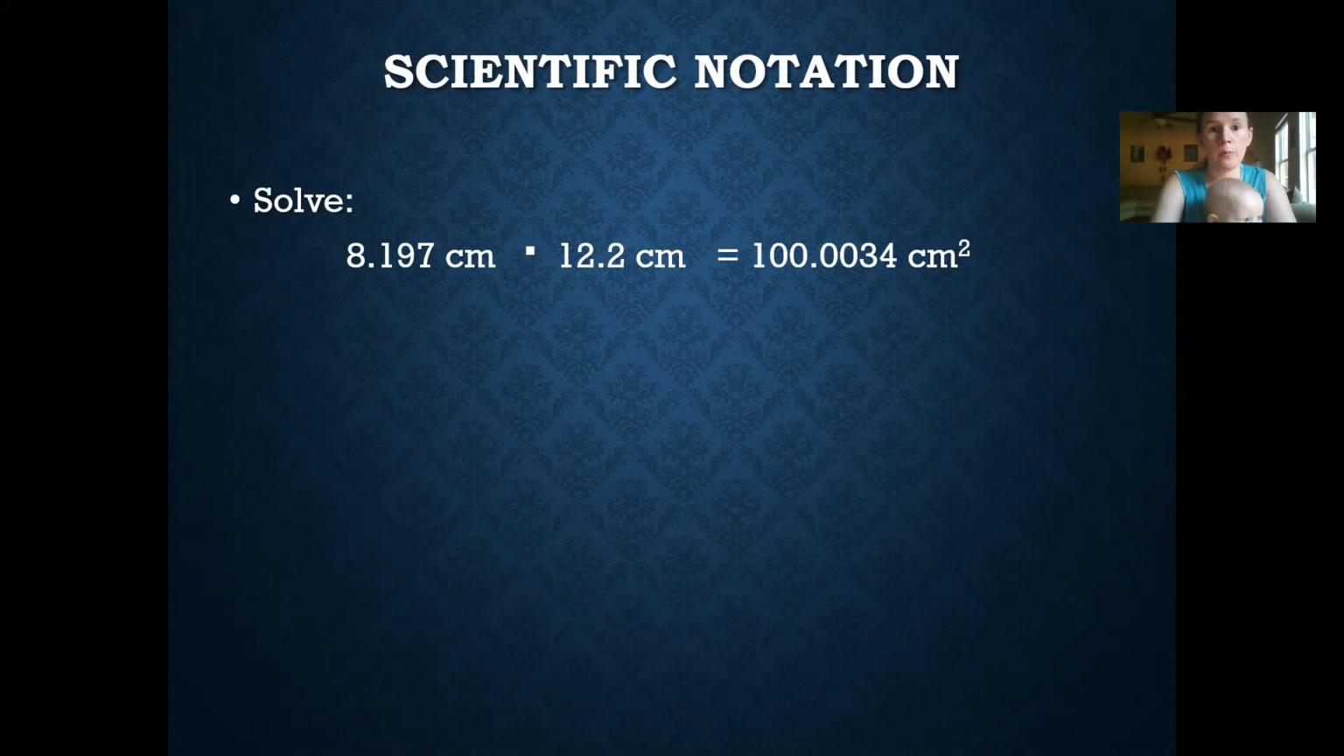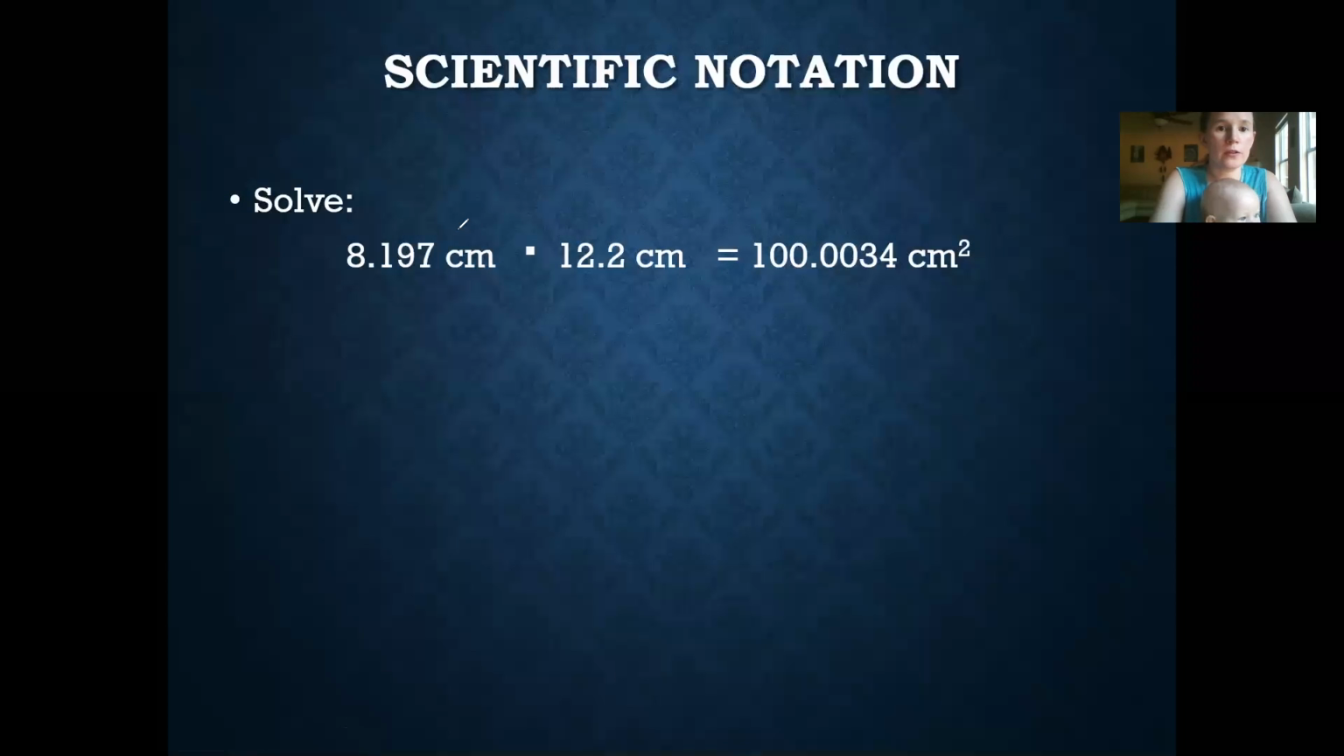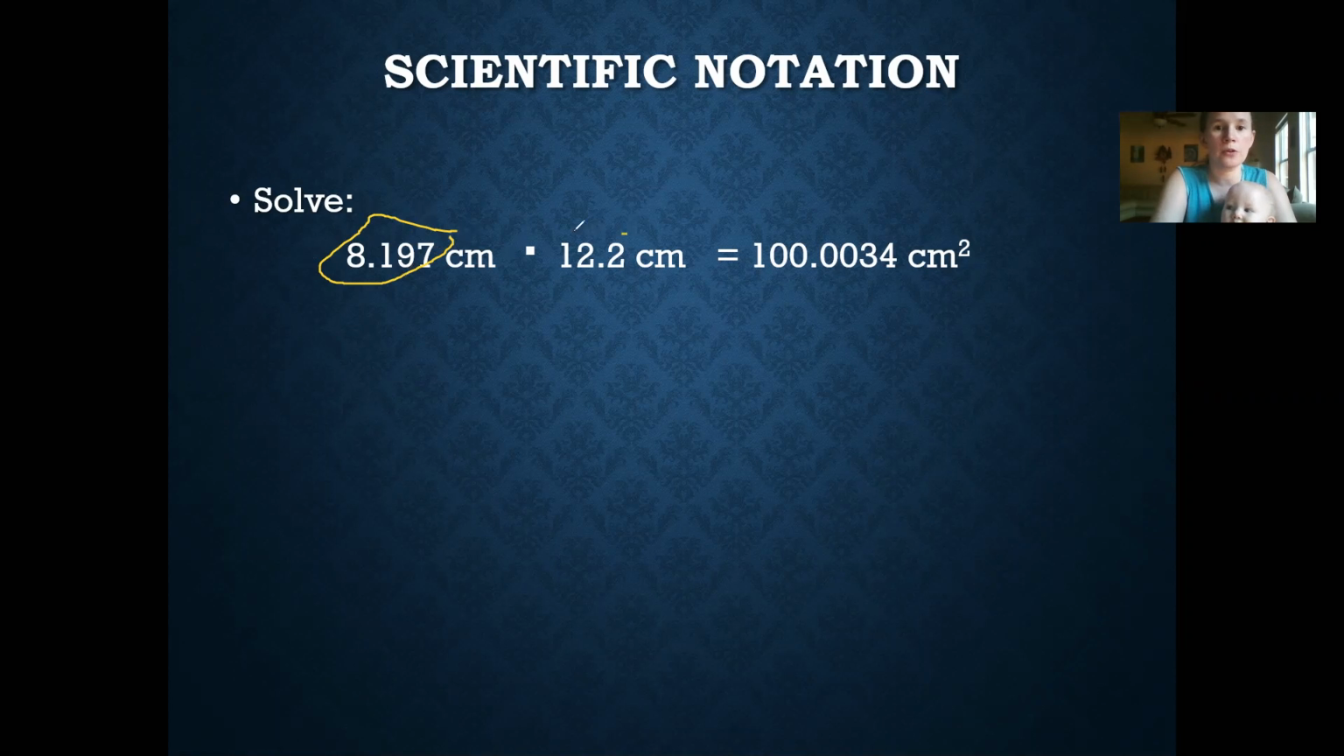Let's say you have this problem on a test. 8.197 centimeters times 12.2 centimeters equals 100.0034 centimeters squared. How many significant figures are in the first two numbers? Well, this one is 4 significant figures. 8, 1, 9, and 7 are all non-zeros, and so they are all significant figures. And then this one, 12.2, is 3 significant figures because 1, 2, and 2 are all non-zero figures, so they're all significant. So the minimum, though, is 3.